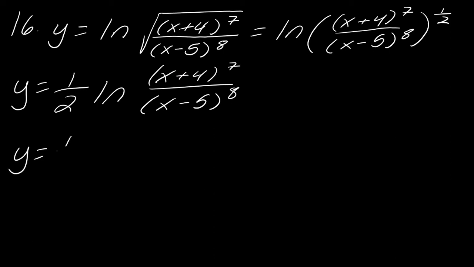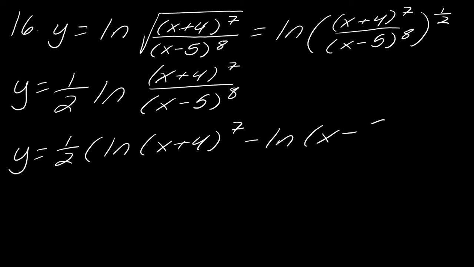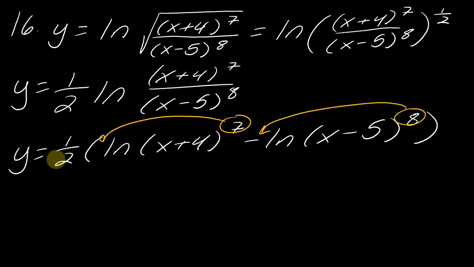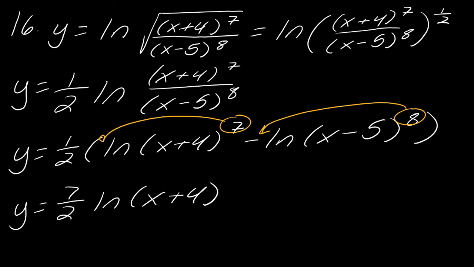So this becomes 1/2 times the natural log of x plus 4 to the 7th minus the natural log of x minus 5 to the 8th. And then that will allow me to take these exponents down, and I can also multiply them by this 1/2 in front here. So this whole function, I've rewritten as 7 over 2 times the natural log of x plus 4 minus 4, because 8 divided by 2 is 4, times the natural log of x minus 5.